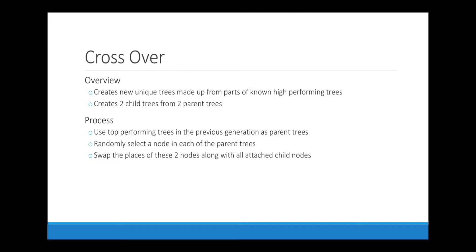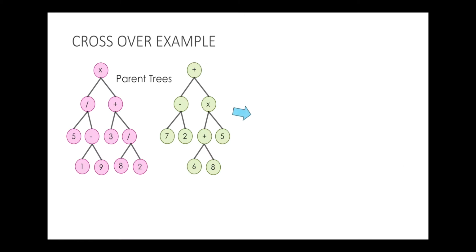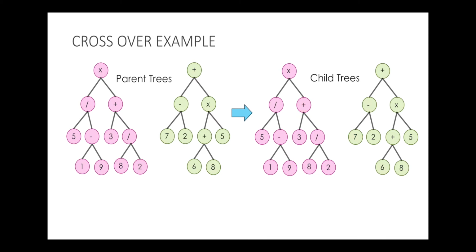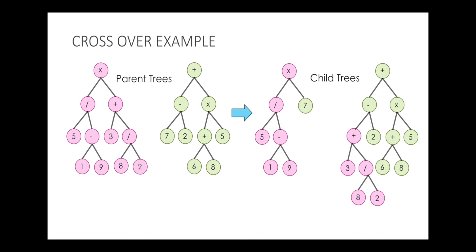Okay, so now let's look more closely at how trees are crossed over. The top performing trees in the previous generation are used as parent trees. We randomly select a node from each of 2 parent trees, and then we swap these 2 nodes along with all of their children across the 2 trees. Let's take a look at what this looks like. Here, the addition operator node on the red tree has been randomly selected to cross over with the 7 leaf node on the green tree.